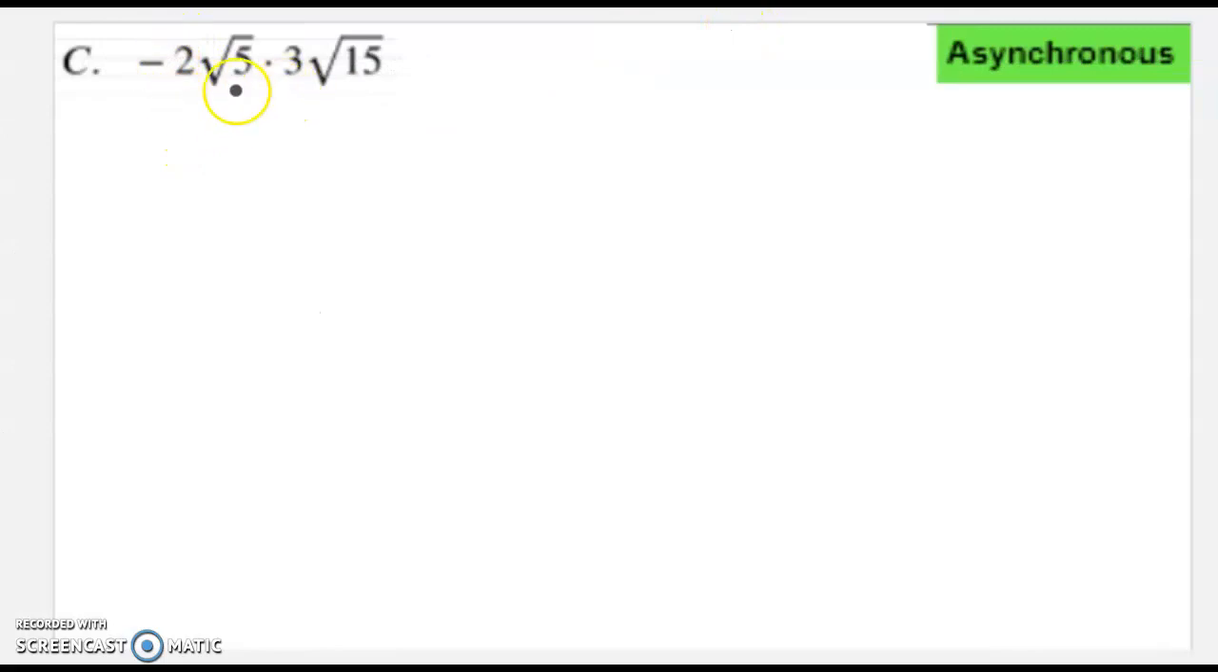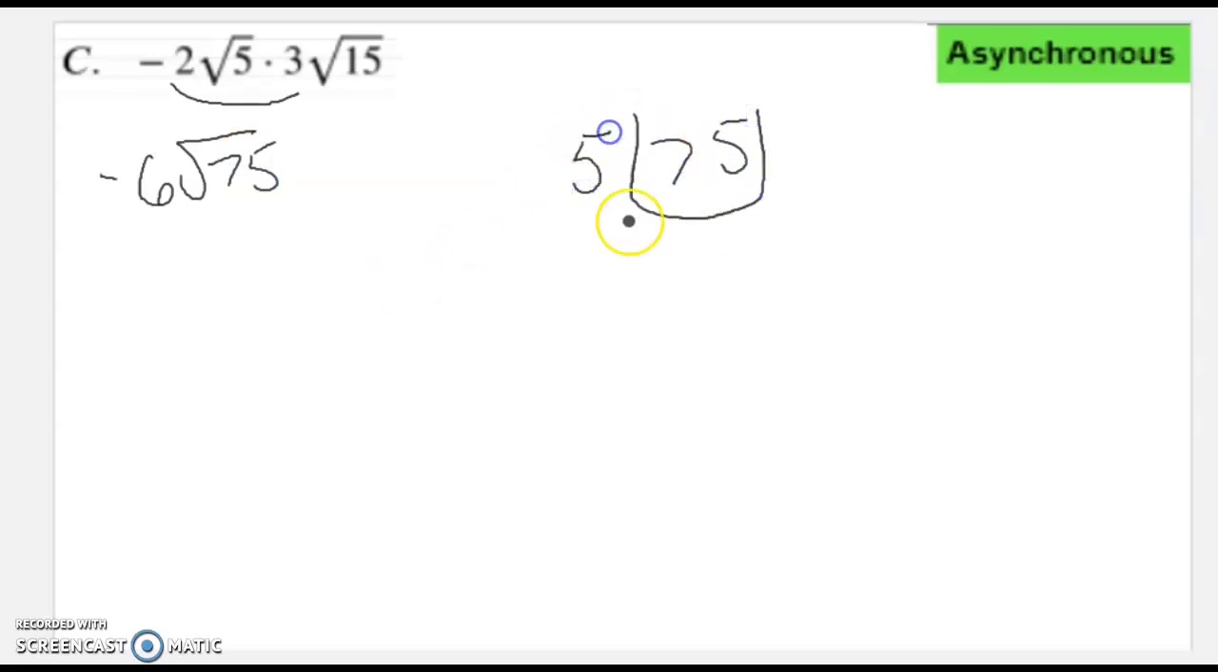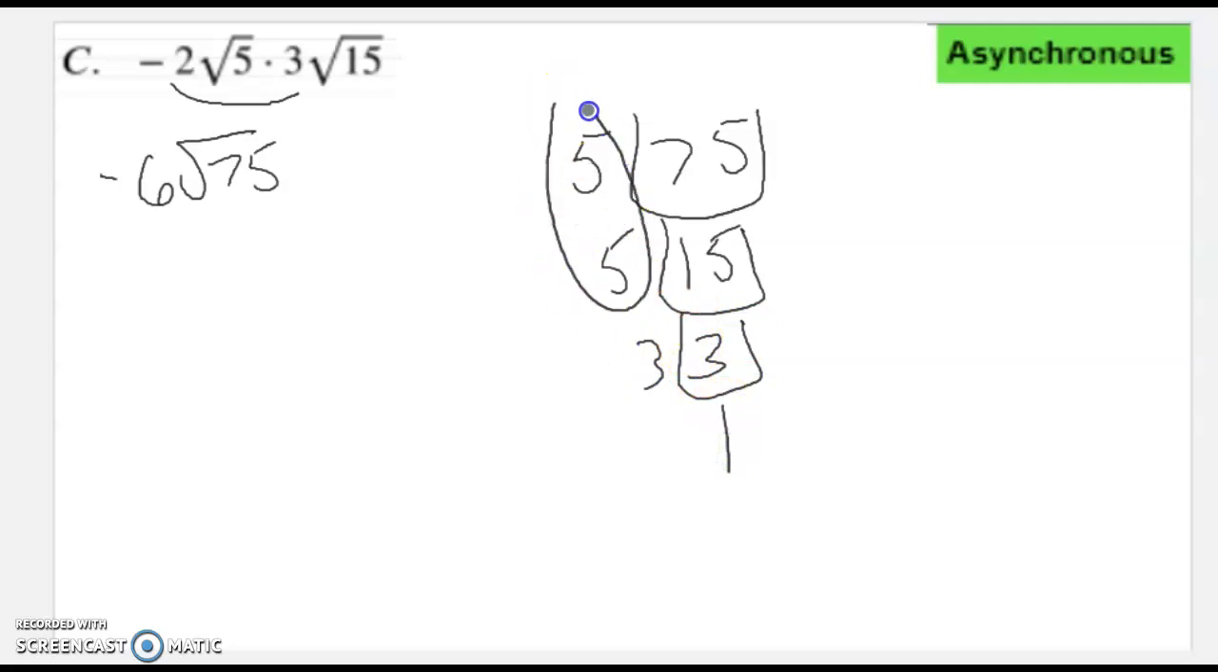All right, here I'm going to multiply the outside and then what is inside the radicals. So I'm going to end up with negative 6 outside. I'm going to have 75 on the inside of the radical. And then I'm going to break down the 75 using my birthday cake method. 75 divided by 5 is 15. 15 divided by 5 is 3. 3 is prime. You'll top it with a birthday cake.